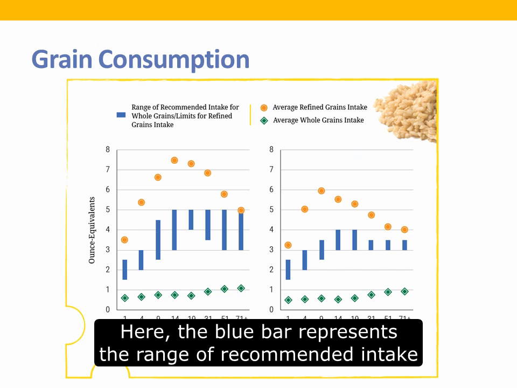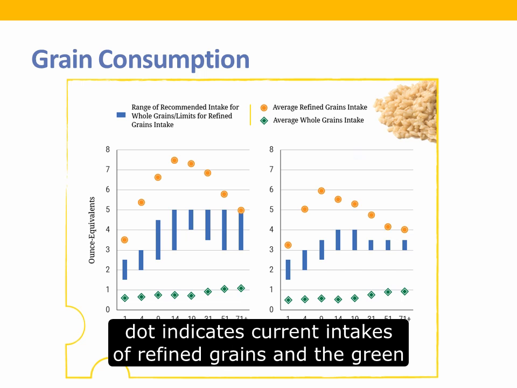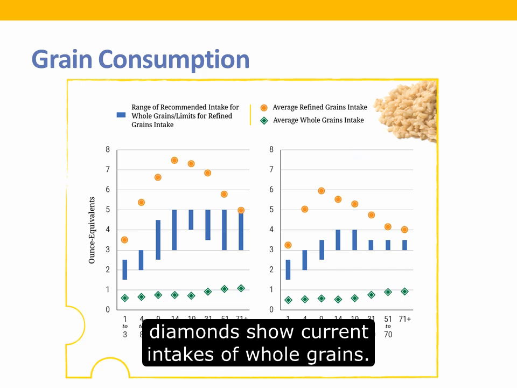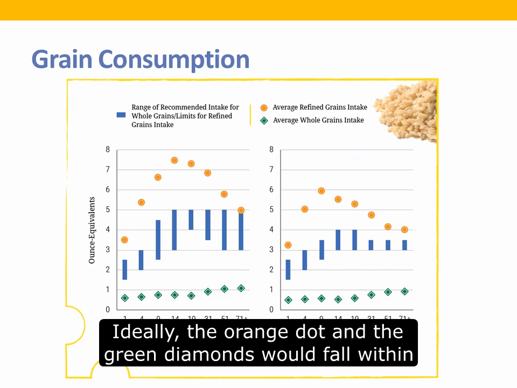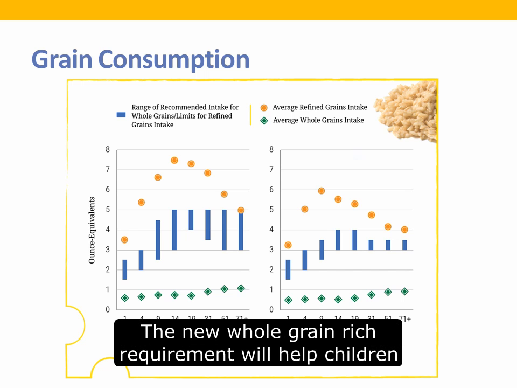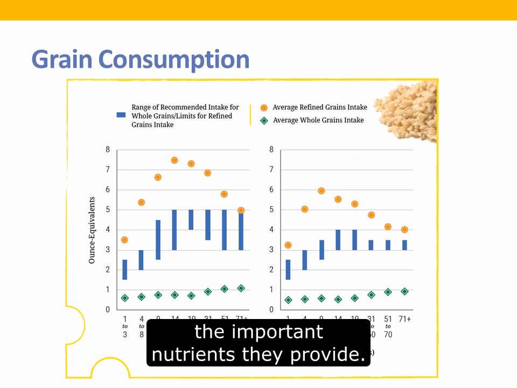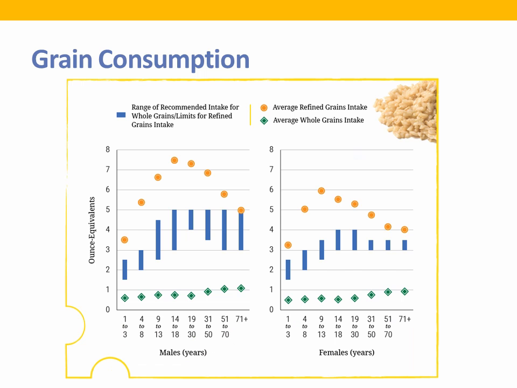Here the blue bar represents the range of recommended intake for whole grains and limits for refined grains. And the orange dot indicates current intakes of refined grains, and the green diamonds show current intakes of whole grains. Ideally, the orange dot and the green diamonds would fall within the blue bars. The new whole grain rich requirement will help children and adults increase their intake of whole grains and benefit from the important nutrients they provide.